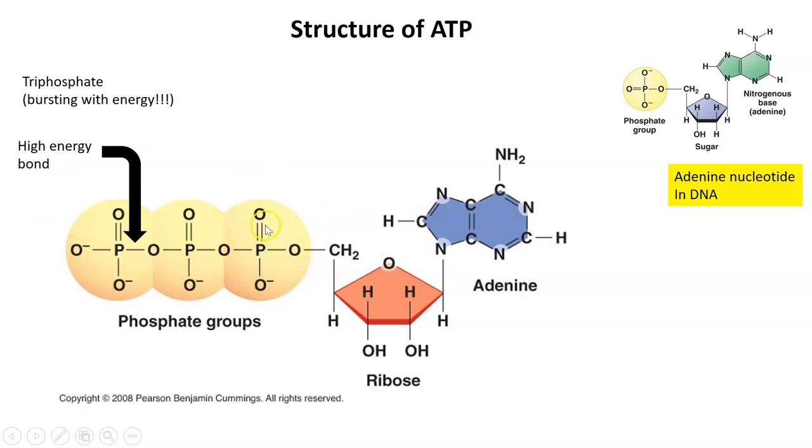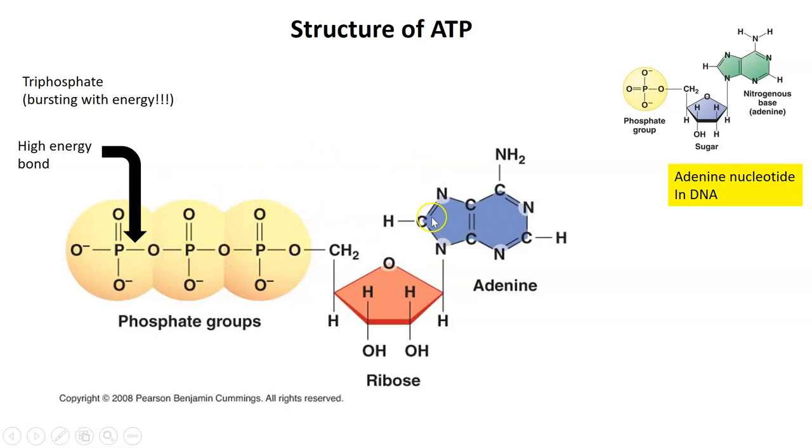You can think of these as almost like a spring, a coiled spring. So it's just bursting to spring open. It's bursting with energy; to hold these oxygens in close proximity requires a lot of energy. So this is where we actually store the energy. So when we take the high energy electrons from glucose, that energy is then used to synthesize ATP.